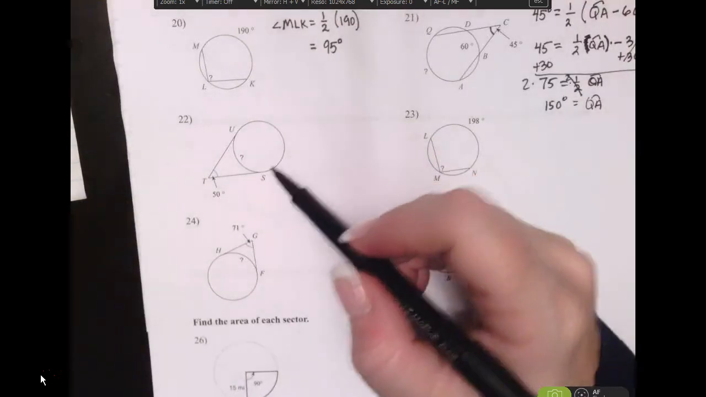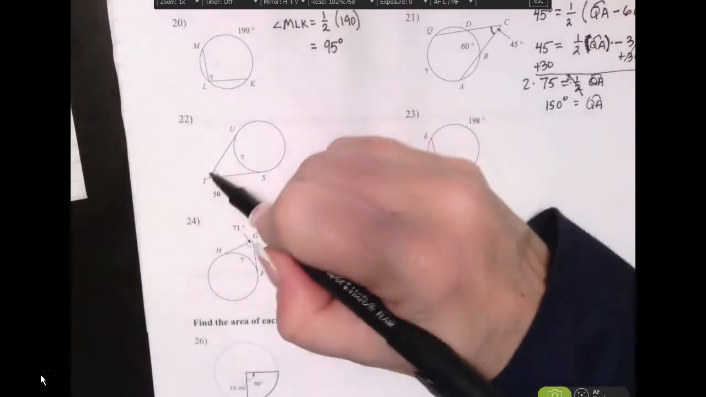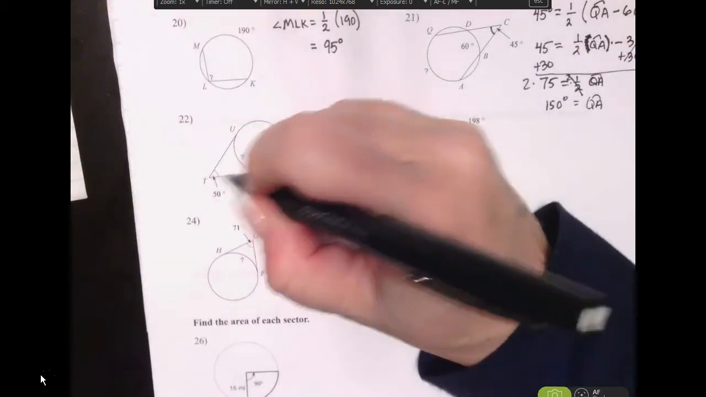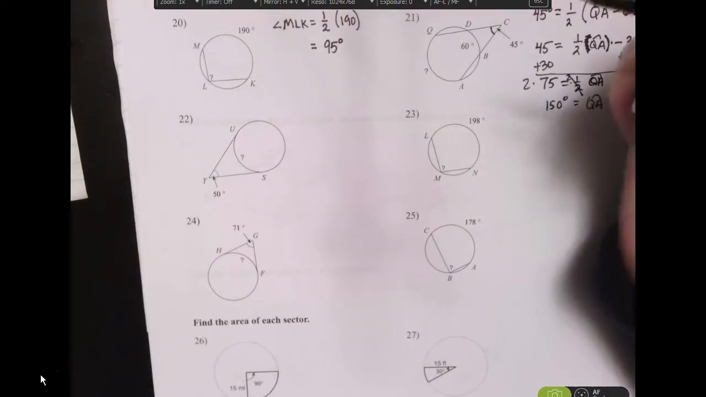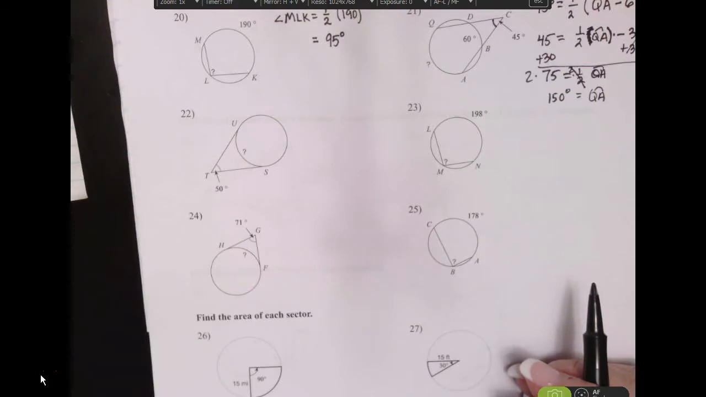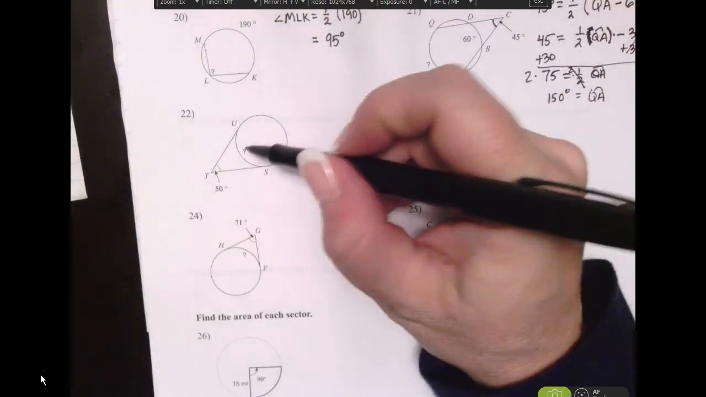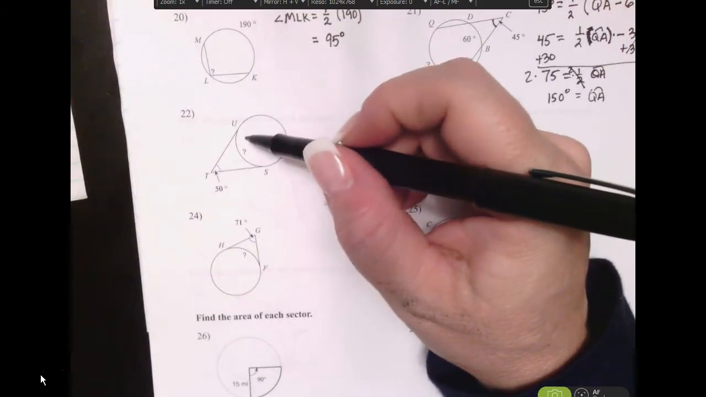In number 22, what I've got are two tangents here. So the formula for two tangents, I'm going to have to look that up.